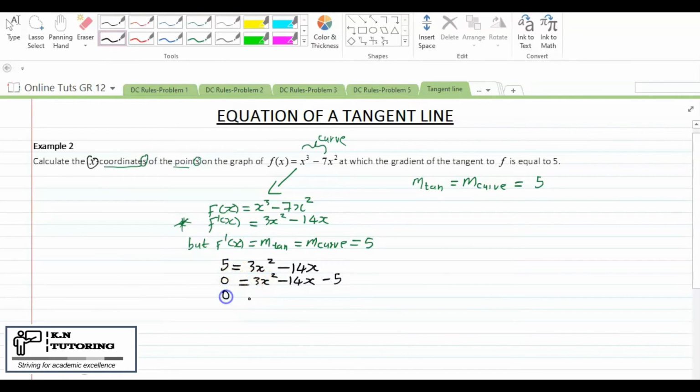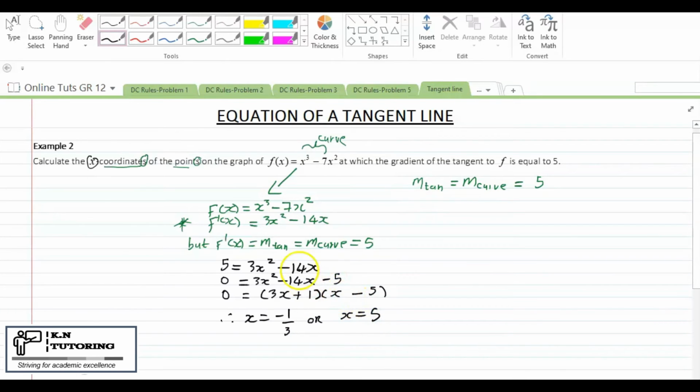Now I'm going to factorize this. This will be the same as 3x, x. What are the factors of 5? Factors of 5, I will put 5 there. I will put 1 there. The bigger number takes the sign of the middle term. This will be minus 5. This will be positive 1. Okay, you can FOIL check if it's going to give you 3x squared minus 14x minus 5. Okay, therefore, x is equals to -1/3 or x is equals to 5.